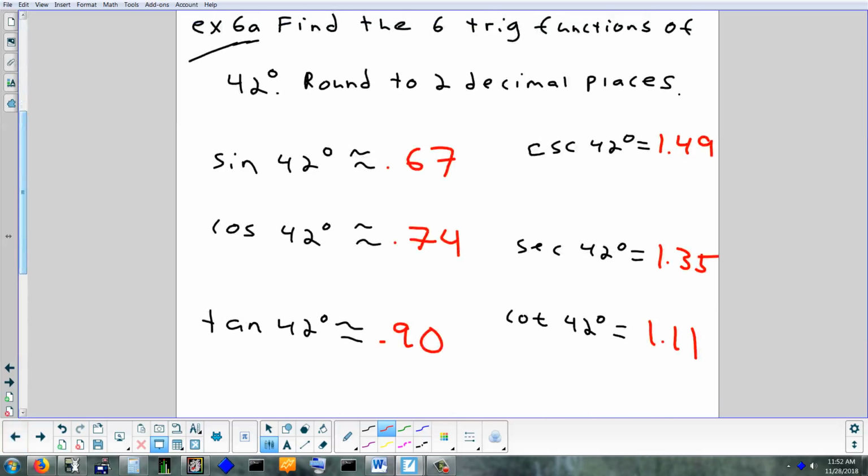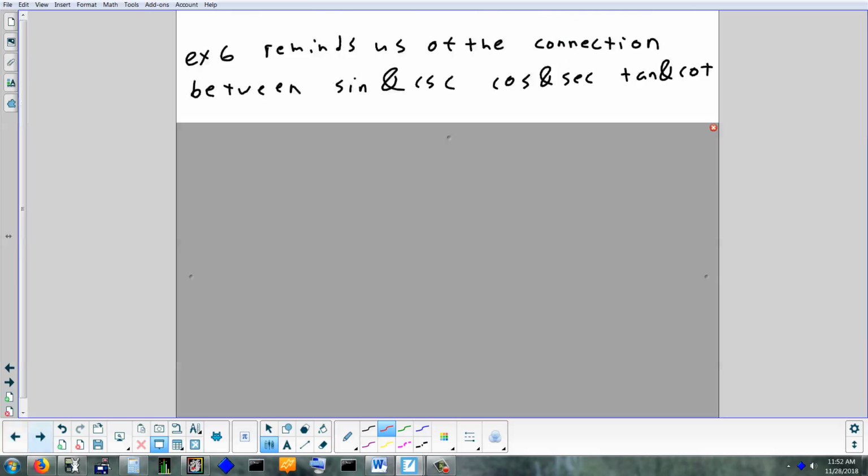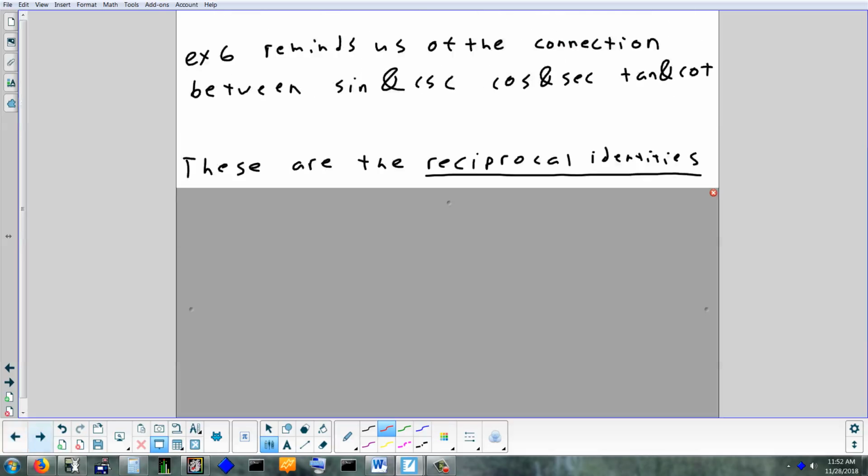So sine and cosecant have a special connection between them. Cosine and secant do, and so do tangent and cotangent. The way you formalize it is they're called reciprocal identities. It's an identity because it's not like it only works some of the time. If you flip the sine, no matter what you're taking the sine of, you always get the cosecant. Always. That's what an identity means. It's a formula that works all of the time.